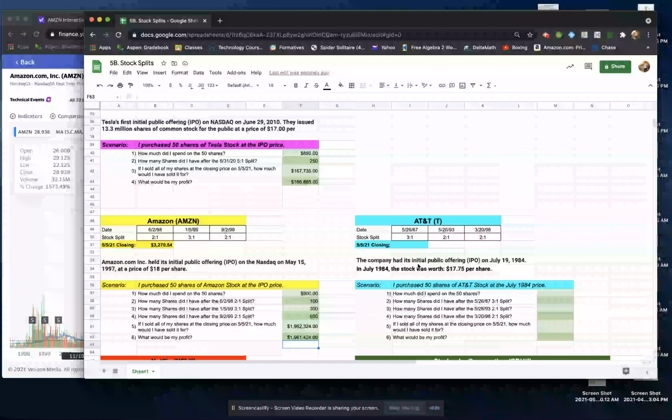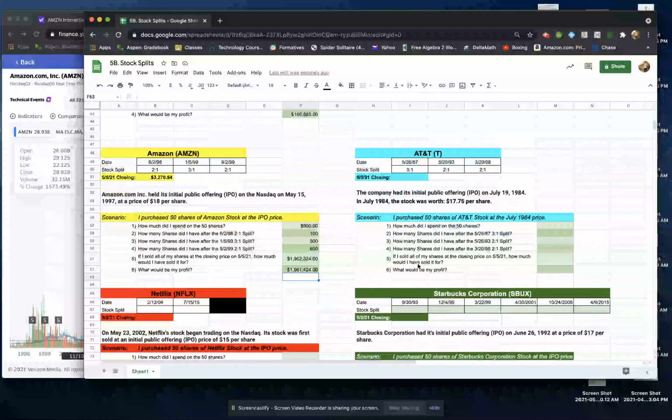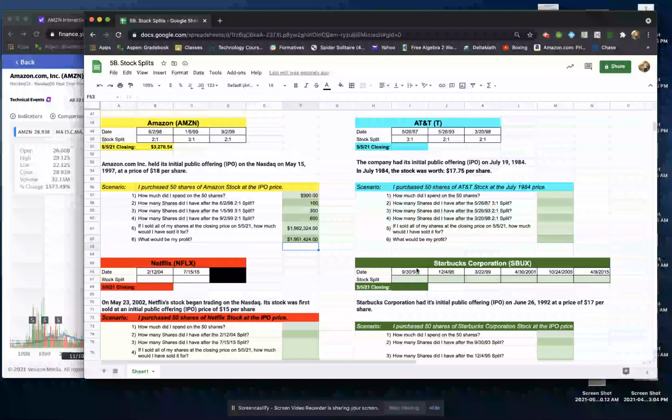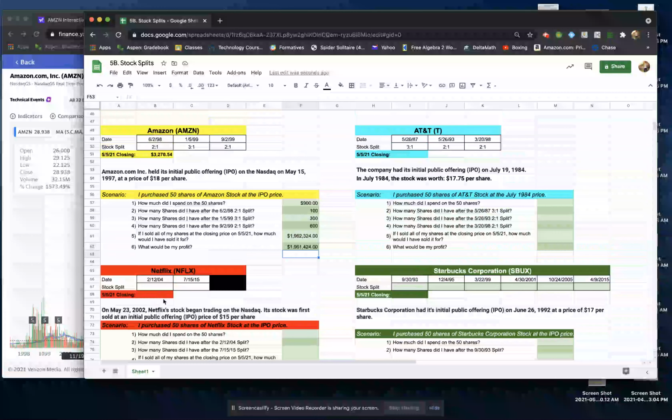All right. I have 3 other companies here, AT&T, Netflix, and Starbucks. You're going to do the same thing. Each one, a little piece is missing. Each time there's a little bit more that you have to go and get. So for AT&T, I put down the dates of the stock splits and what they are, 3-for-1, 2-for-1, 2-for-1. You have to go look up the closing price of AT&T. Then you're going to fill out these 6 values using the formulas like we did over here.